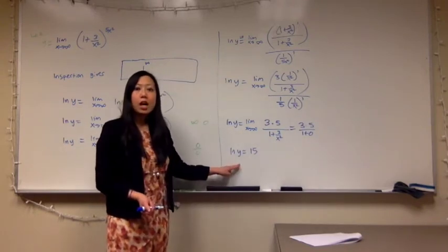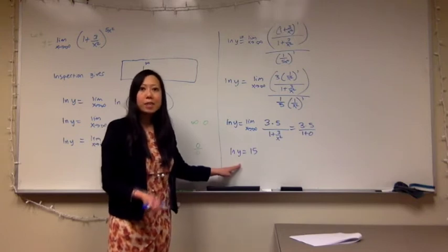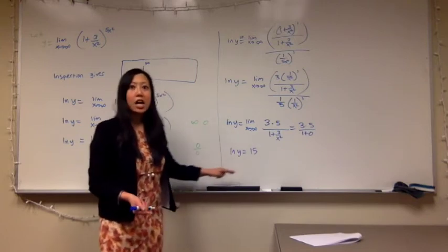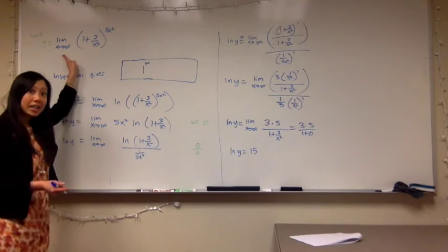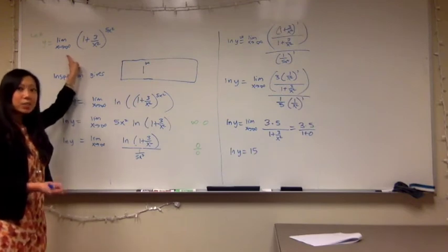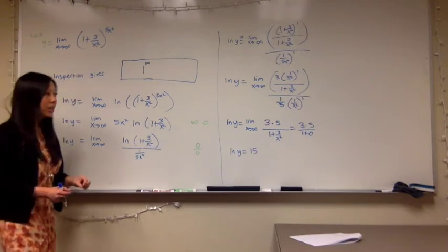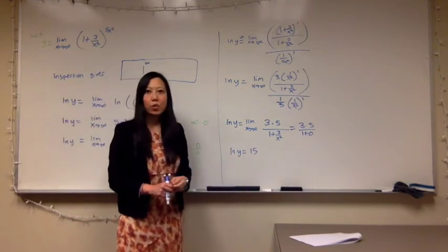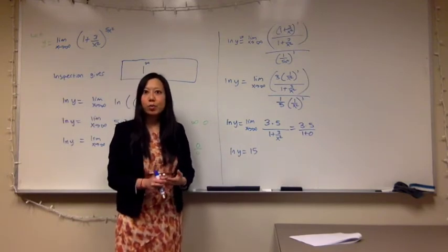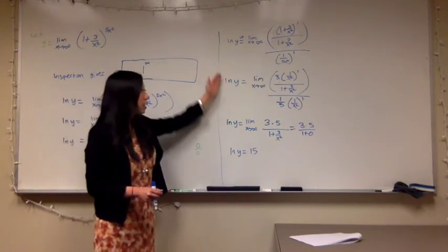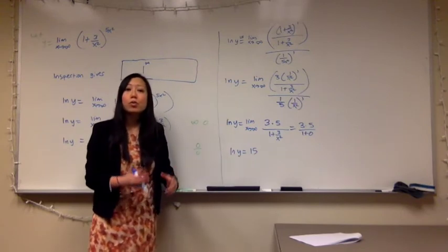I'm not done yet though, because I'm not trying to find what ln y is. I'm trying to find what y is, right? Because that's what I originally defined the limit to be. I didn't define the limit to be ln y. So what I need to do now is solve for y. That's why I kept writing ln y on the left side over and over again, so that I don't forget to raise e to each side.